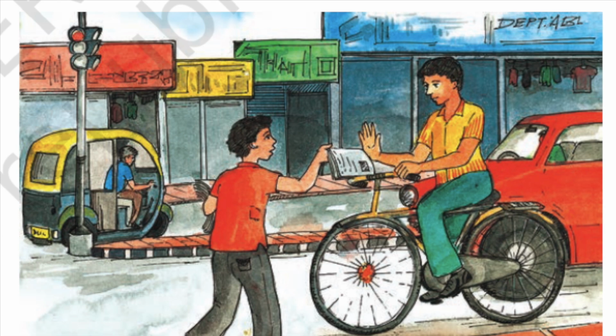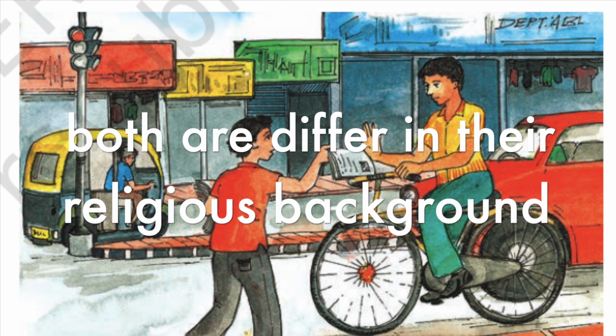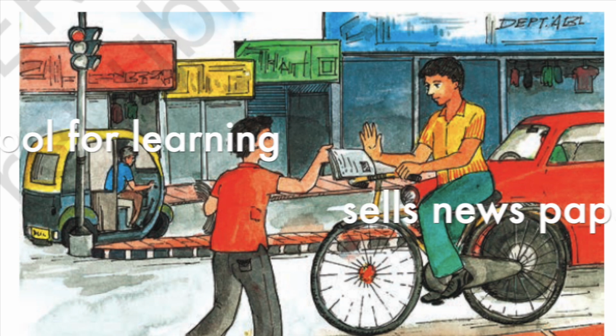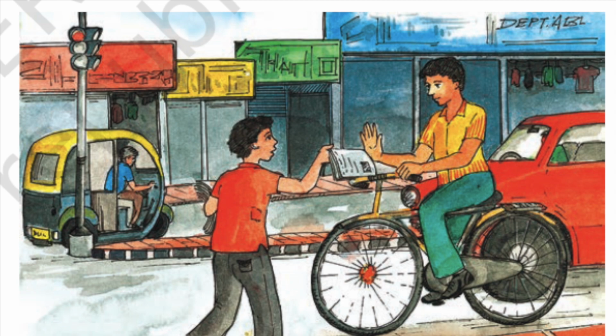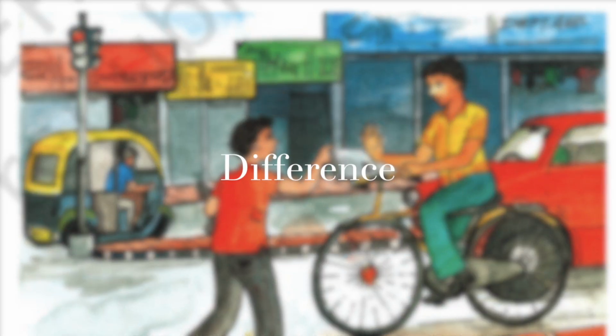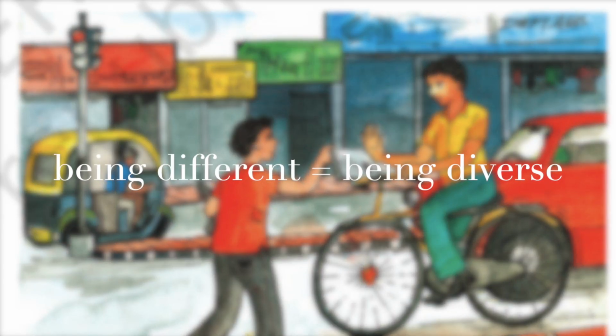There is another difference. Samir 1 also comes from a different religious background: Samir 1 is a Hindu, Samir 2 is a Muslim. The other way they are different is that one goes to school and one sells newspapers. So being different is an aspect of diversity. What NCERT wants us to understand here is the word difference. After understanding the difference, you should also feel that being different is an aspect of diversity.